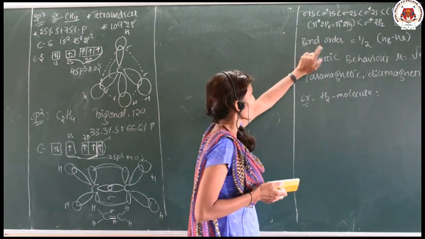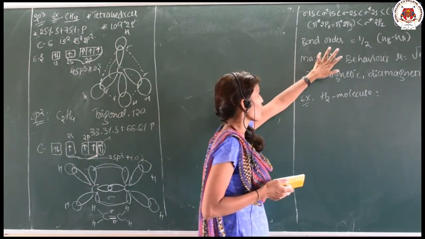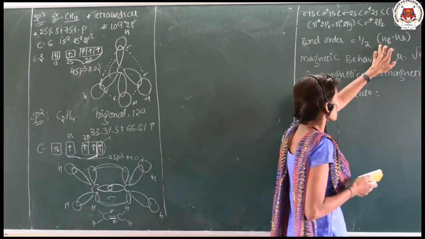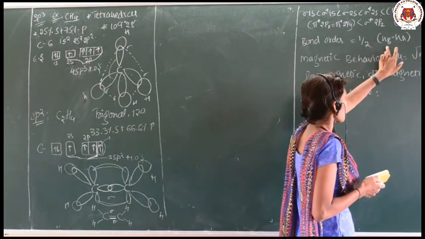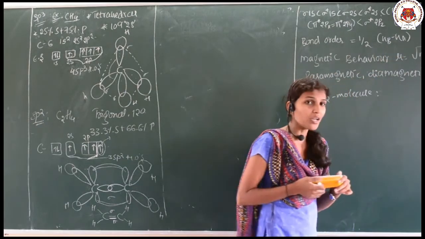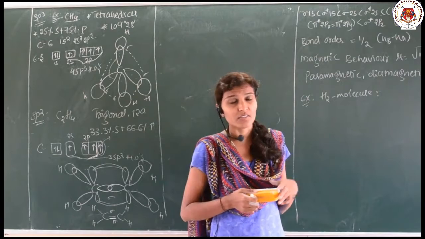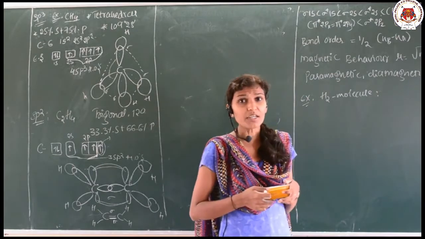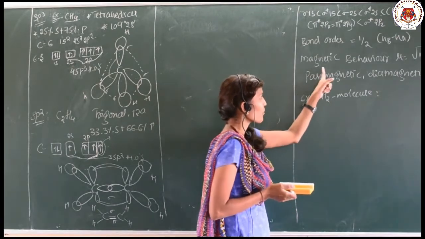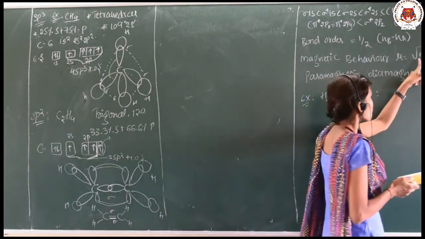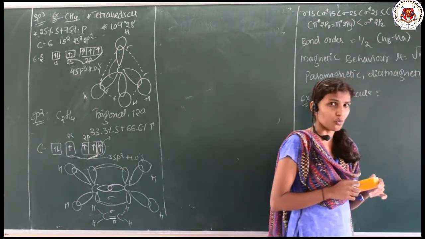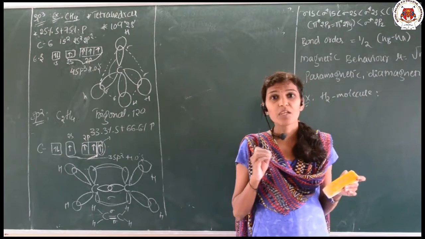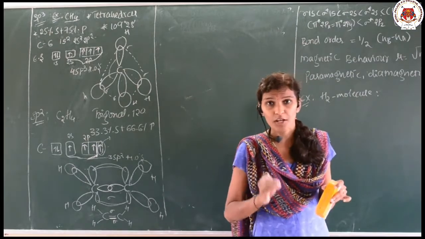Okay. Next, one more thing to keep in mind: bond order is equal to 1 by 2 into (NB minus Na), that is, bonding electrons minus anti-bonding electrons. So, NB and Na indicate the number of bonding and anti-bonding electrons. And magnetic behavior mu is equal to square root of n into (n plus 2) Bohr magneton. What is the meaning of n? n is the number of unpaired electrons.